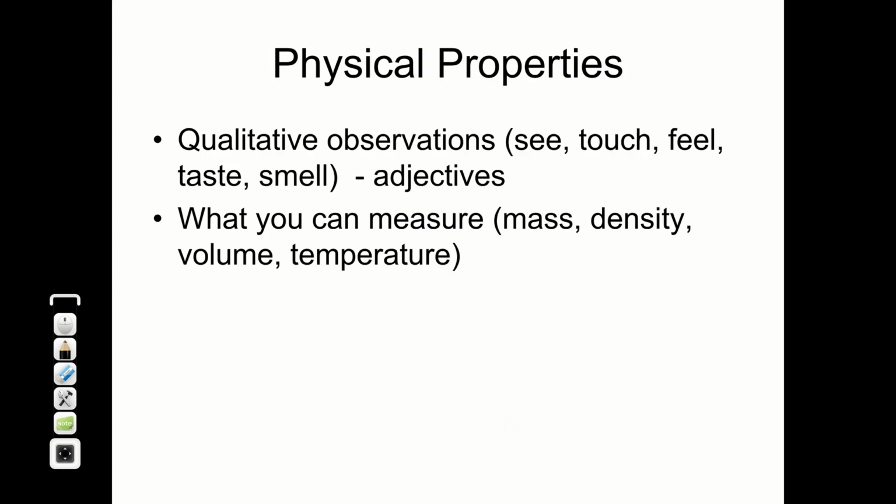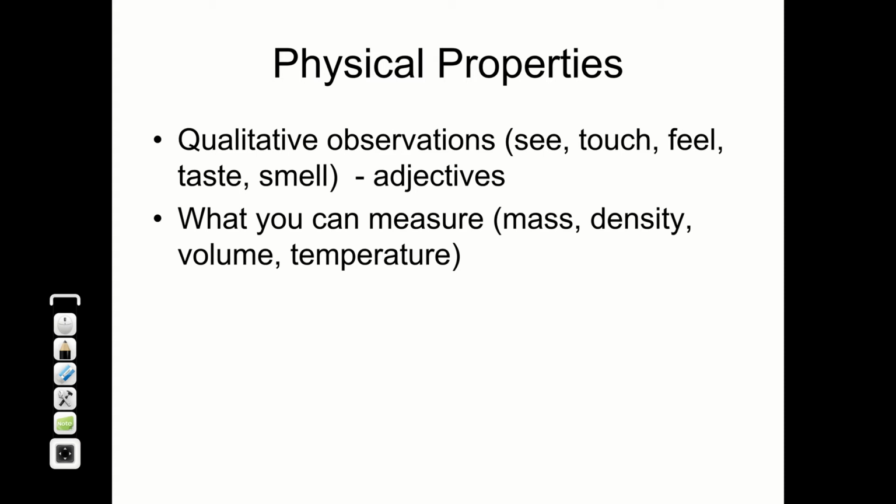Physical properties are basically what we call qualitative observations, things that we sense. So anything that I can sense about that object is a physical property of it. What does it look like? What does it feel like? What does it taste like? What does it smell like? Those would be your senses. You technically could say, what does it sound like? I don't know why I have touch and feel there. But what does it sound like? That would maybe be a physical property of it.